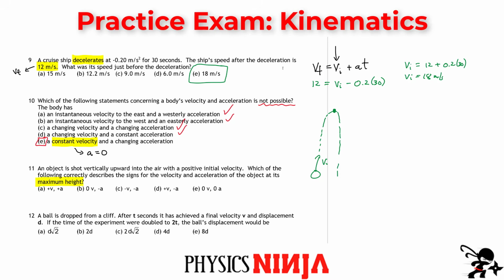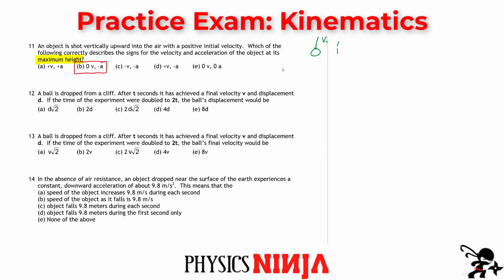So what would we have at the top? You should know that v has to be equal to 0. And what else do you know about the acceleration everywhere? The acceleration is little g, and little g is always down, even at the top. So I think the best choice here is 0 velocity at the top, at the highest point, and the acceleration is negative a. That just means that it's going down, that it's slowing down, and it's constant everywhere. It's always the same, down. B is the correct answer for that one. All right, let's keep going. Let's finish these off here.